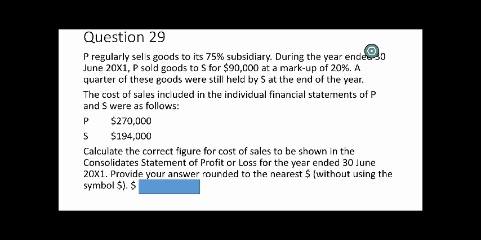Question 29 is asking us to calculate what would appear in the consolidated statement of profit or loss for cost of sales where we have a parent with a 75% subsidiary. So as a general rule, in our statement of profit or loss, we would want to add together the figures for both the parent and the subsidiary, and then there are two potential adjustments that we might need to make.